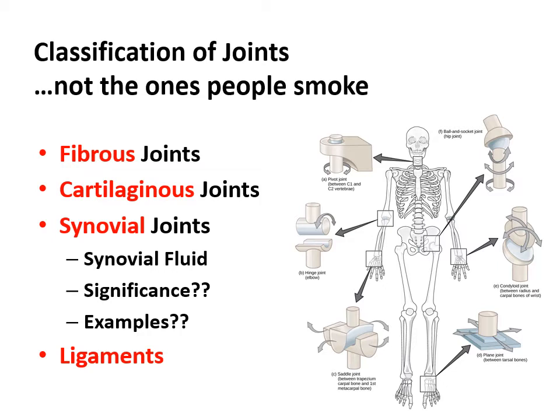So first up, you have your fibrous joints. They're fibrous because there is no cavity or space between the bones where you have these fibrous joints. And that means that without any space or cavity between them, fibrous joints do not move. Okay, so we call them immovable joints. An example of that would be between your cranial bones.